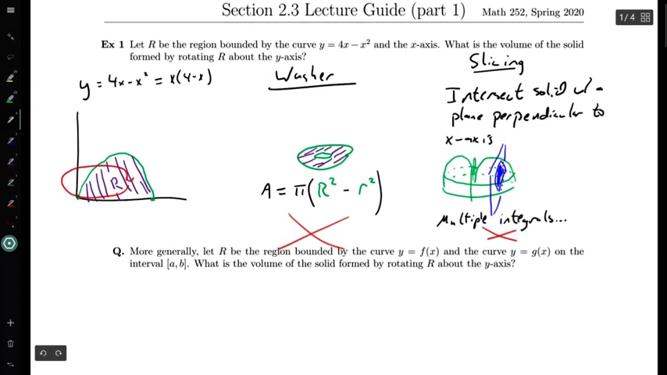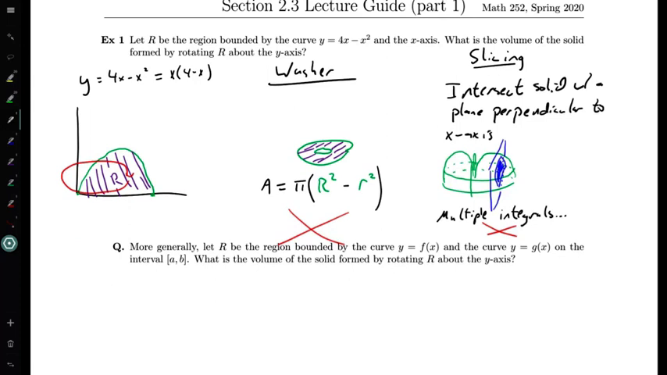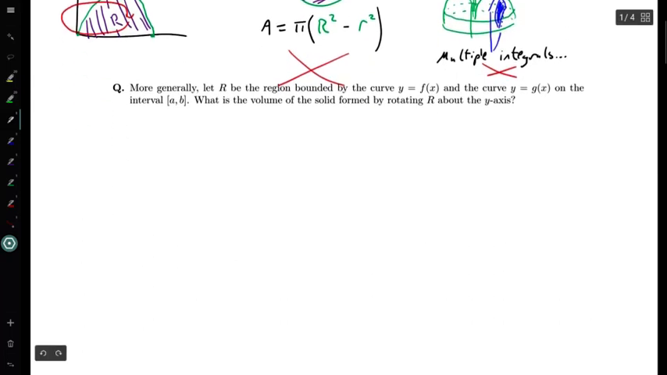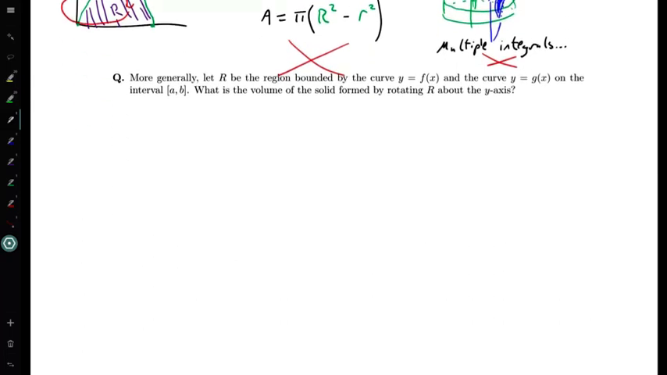So let's maybe think about a different way that we could approach this that would be a little bit nicer for us. So we're going to look at the more general case here. Let's take a look at this region R. We're going to have two curves again, f of x and g of x, and the interval AB, of course, and we want to know what the volume of the solid formed by rotating R about the y-axis is.